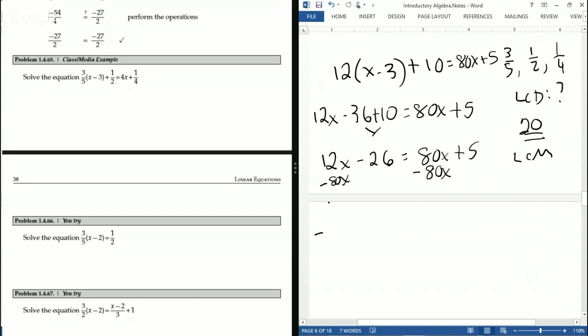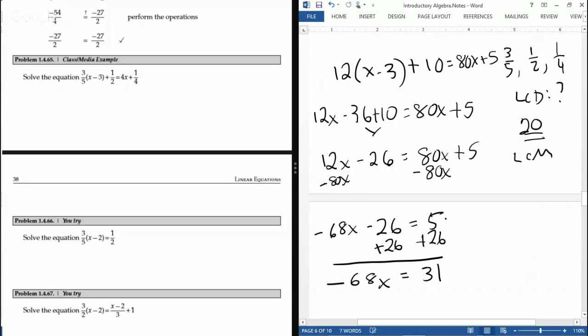Okay, we end up with negative 68x minus 26 equals positive 5. Now it's time to isolate the x term, which means I need to get rid of the negative 26. I have to add it to both sides. The inverse operation will get rid of it. We have negative 68x is equal to 31.